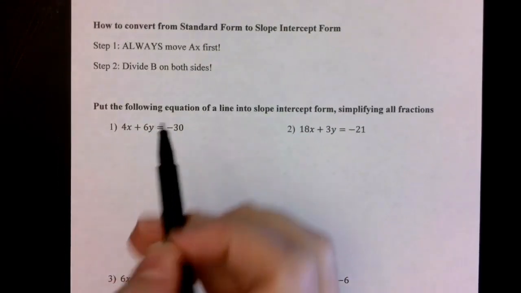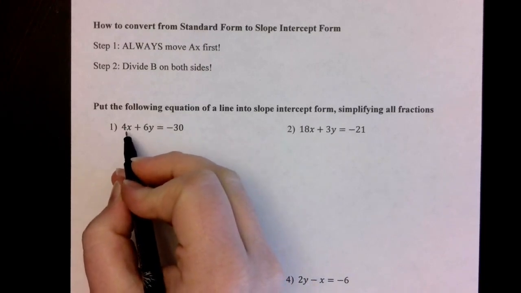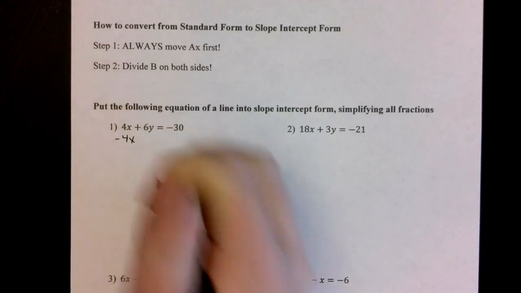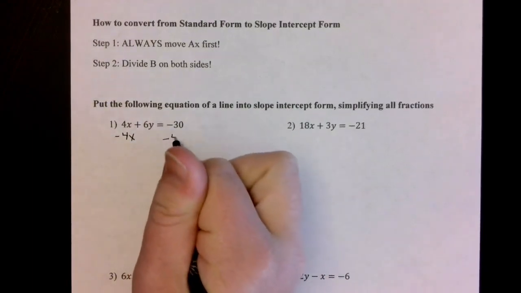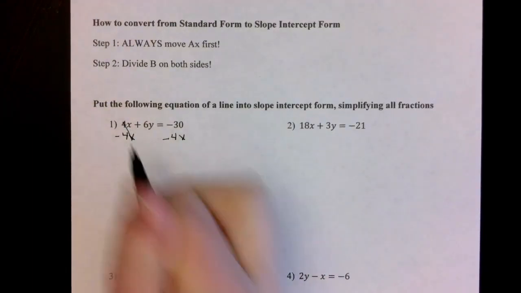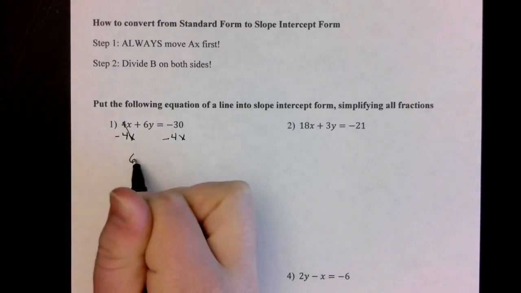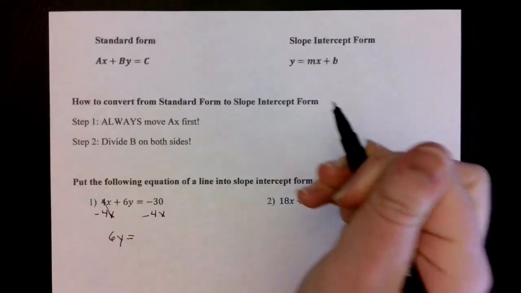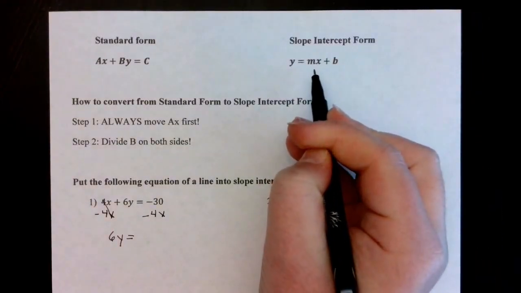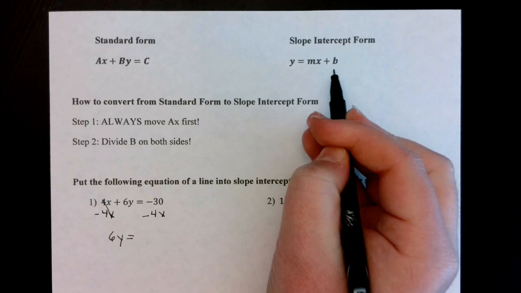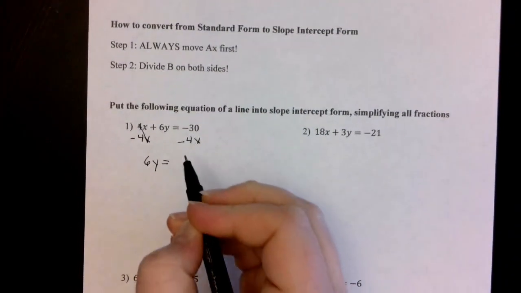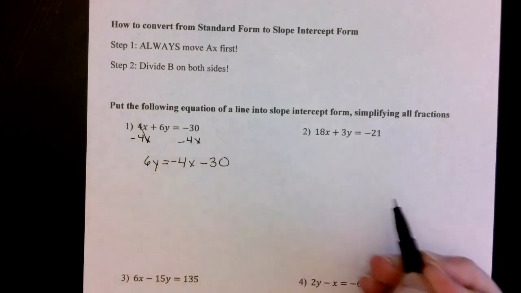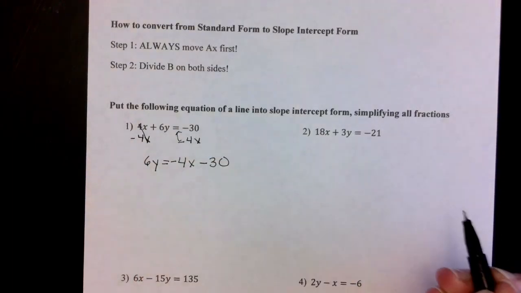In our first equation here, I notice my 4x is positive, so I'm going to subtract 4x to the other side. It cancels it out on the left, leaving 6y equals. These are not like terms, and in slope-intercept form, your mx is always to the left of the b. So this negative 4x has to be put in the front of that negative 30. You scoot it right in there.